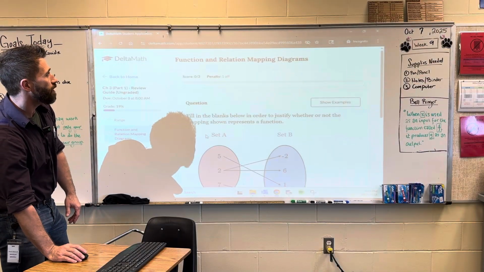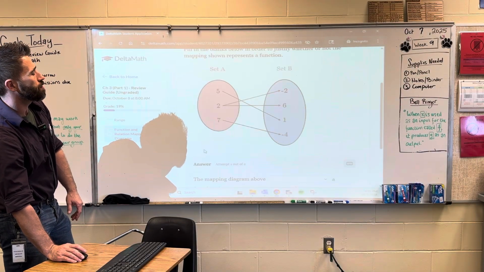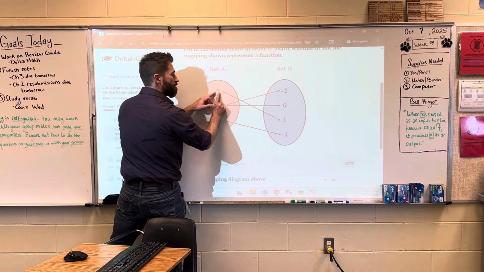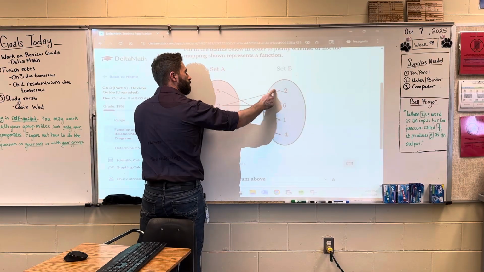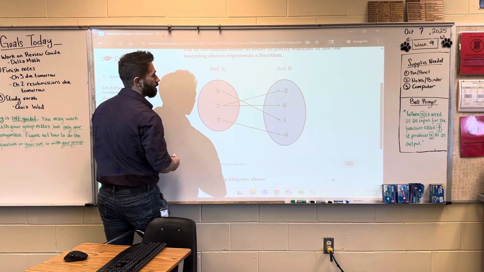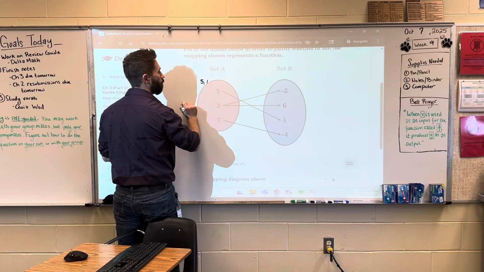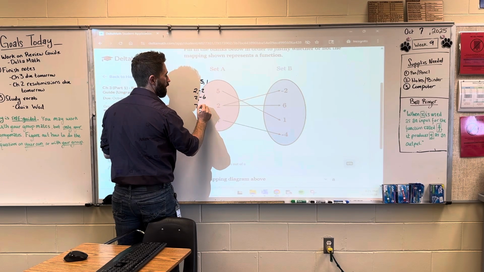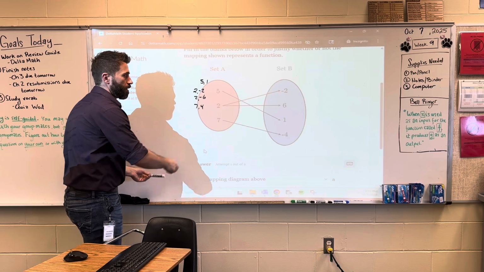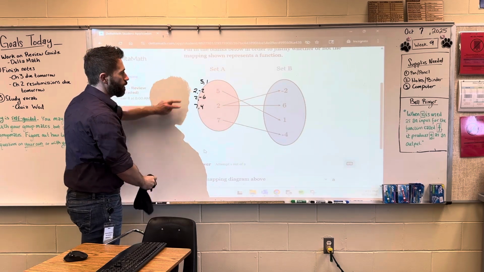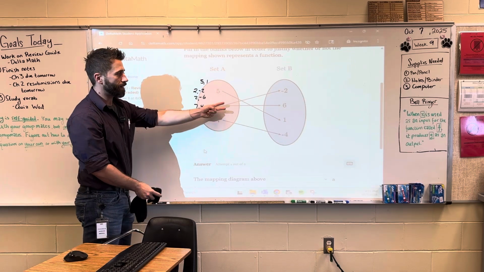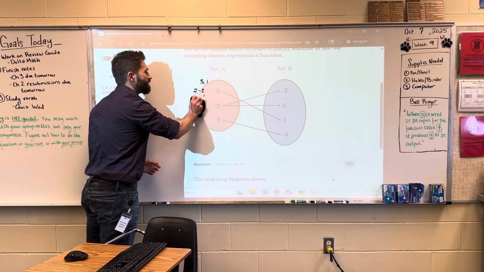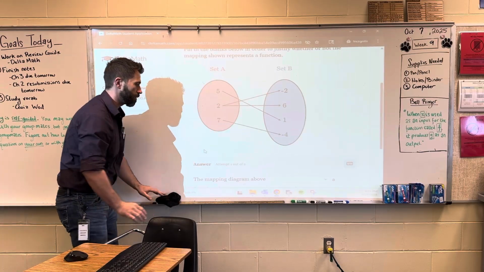This one is function and relation mapping diagrams. So what we're doing is we're testing 5 maps to 1, 2 maps to -2 and 6. Remember, we talked about these as coordinates. It's (5, 1), (2, -2), (2, 6), and (7, 4). That's how it maps out. This maps with that as a y. We notice the fact that the 2 is repeated. It has 2 lines coming from it, which means this is not a function, this is just a relationship.